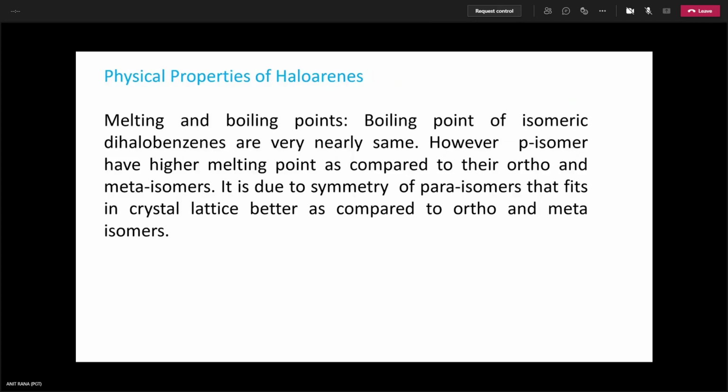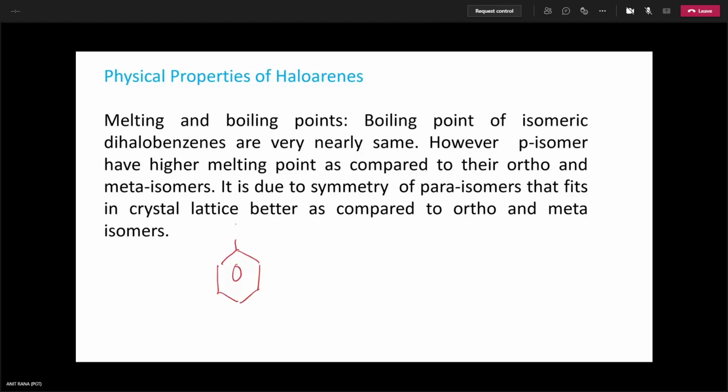Next comes physical properties of haloarenes. The melting and boiling points of chlorobenzene, bromobenzene, all those, are nearly the same. Only symmetry is important.